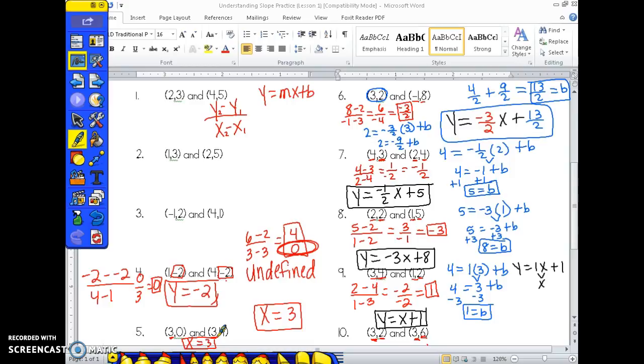Play the video again, rewatch these examples. Remember that it's y minus y over x minus x. Once you identify the slope, pick one point, plug it into y equals mx plus b. Solve for your b. When you know your m and your b, then just write your equation. Y equals whatever the slope is, x, plus whatever you've identified as the y-intercept.